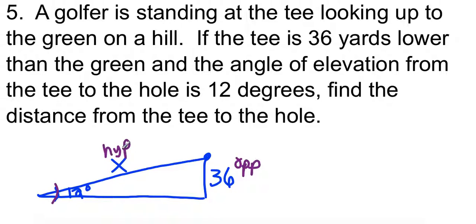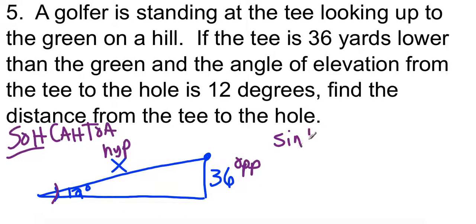So we want to use one of our trig ratios. So we're going to think about SOHCAHTOA. And this time we are dealing with opposite and hypotenuse. So sine has opposite and hypotenuse. So we're going to say that the sine of 12 degrees is the opposite side, which is 36, over the hypotenuse, x. Okay, so that's our setup here.